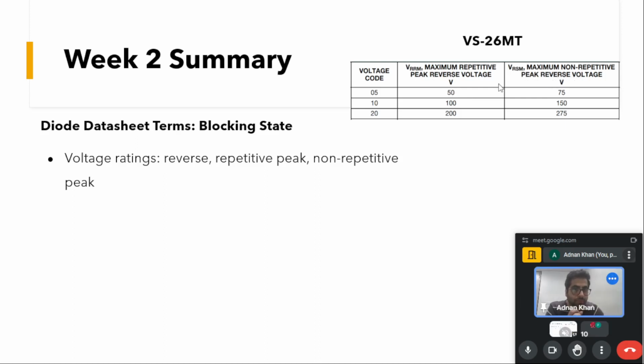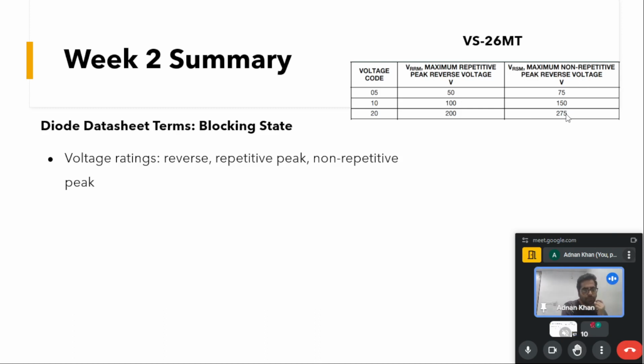This is the repetitive voltage, the voltage we can apply repeatedly across these devices without the devices getting damaged. But this doesn't mean our device will be able to handle only this amount, 50 volts. It can handle higher than that, but we cannot give that voltage repetitively because it can damage the device. So the non-repetitive peak voltage that we can give is 75 volts for a 50 volt device, and for 100 we can go up to 150 volts.